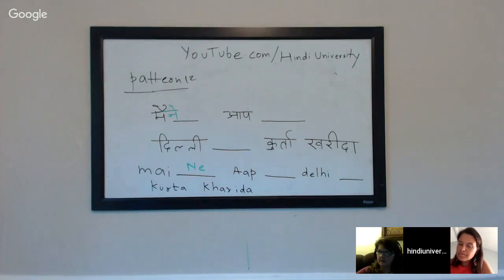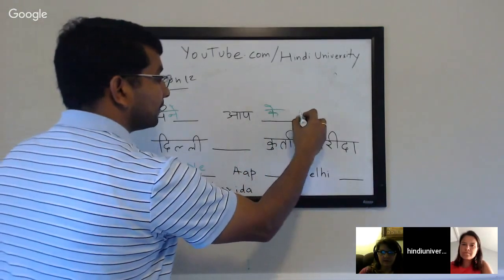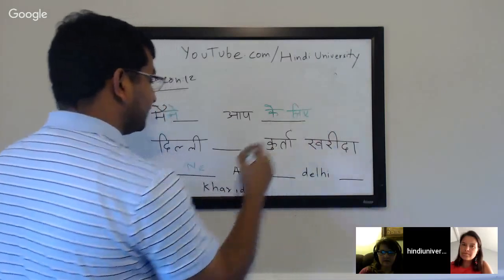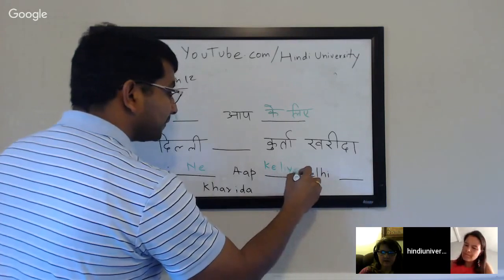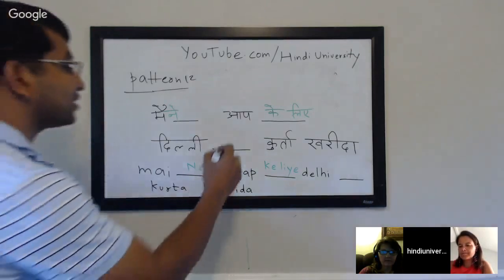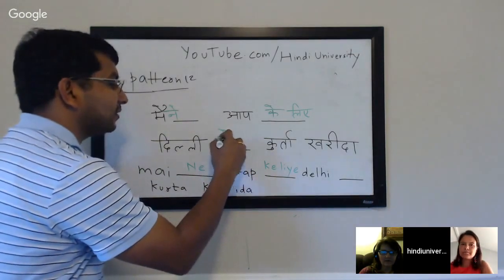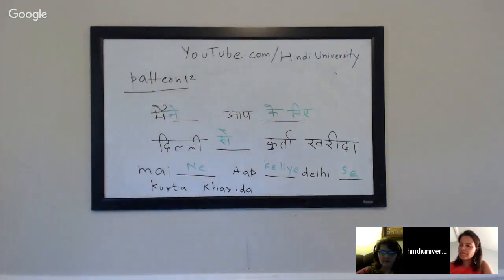And again here also for most of you, you are saying के लिए. So for most of you, you're saying मैंने आपके लिए, and then the next one is from Delhi, and for the last one, from Delhi is दिल्ली से. Okay, मैंने आपके लिए दिल्ली से कुर्ता खरीदा. So you're absolutely right, Liz here, and Ria, I think your answer was absolutely correct as well.